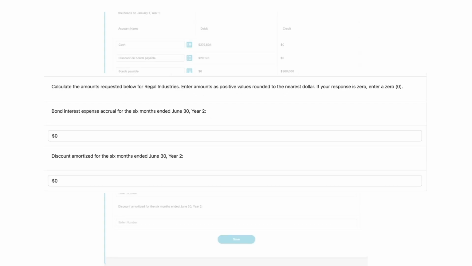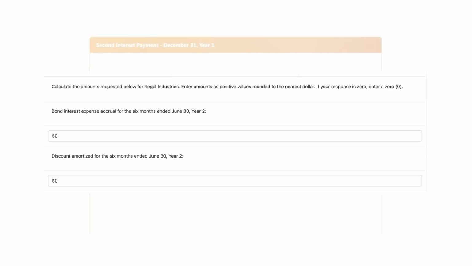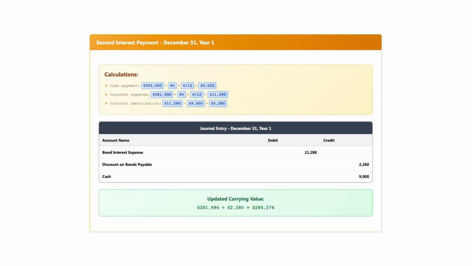So the next part of the question asks about June 30th, year 2. But before we get to that, we need to calculate December 31st, year 1. Even though it's not asking us, we need to see what the updated carrying value is. So for the end of the first year, we're going to still make the $9,000 cash payment. Our interest expense is going to be 4% of our updated carrying value of 281,996. So we have interest expense of 11,280, and then we're amortizing our discount for 2,280. So this increases the carrying value up to 284,276.